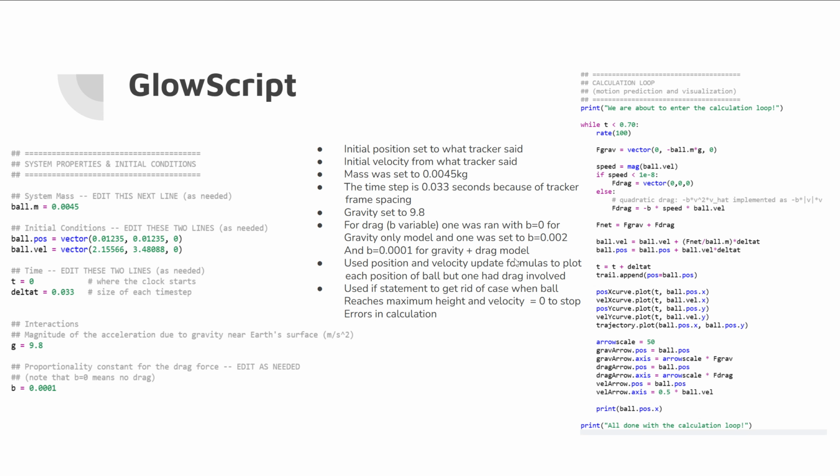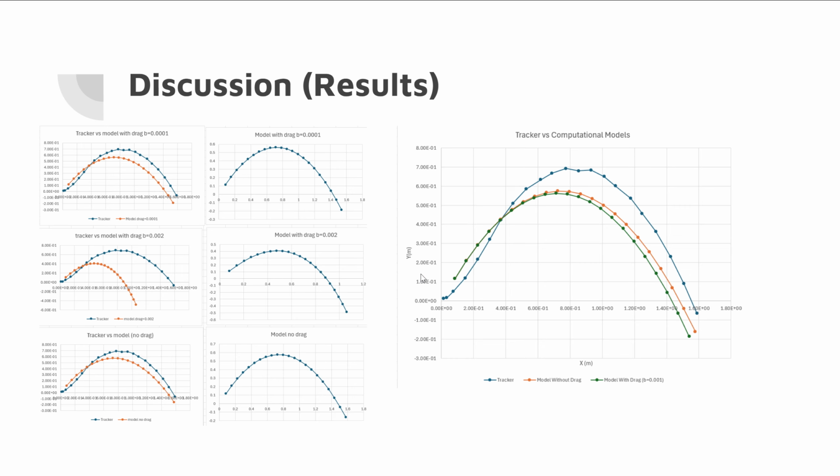We also used the position and velocity update formulas here to calculate the position of the ball when drag was involved. And then here we use an if statement to get rid of the case where it reaches its maximum height and velocity equals 0, just so we don't get any errors in calculation, because we just set the drag coefficient to be the vector 0, 0, 0 because there's no drag when it's at the highest point of its path. So here's the result.